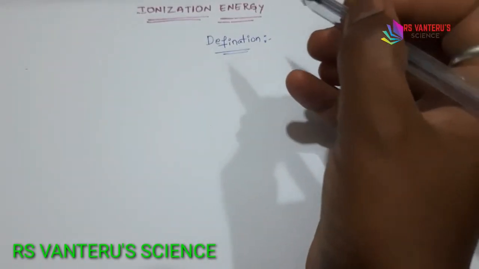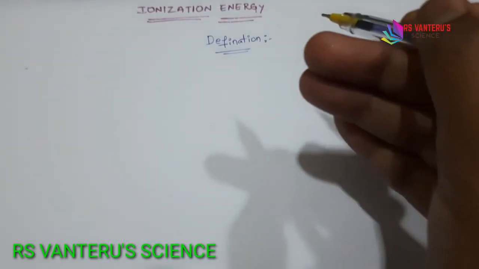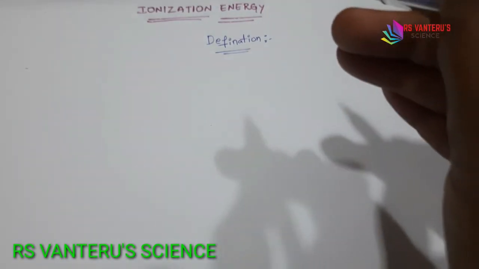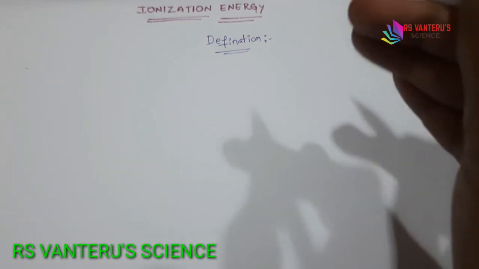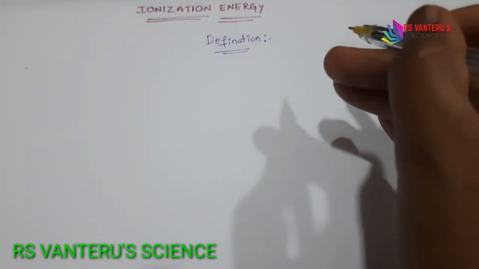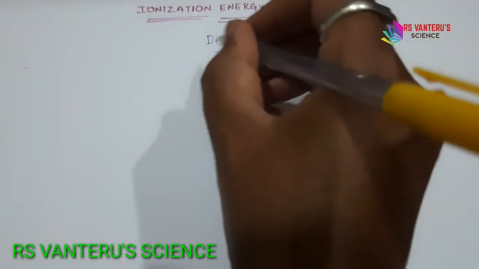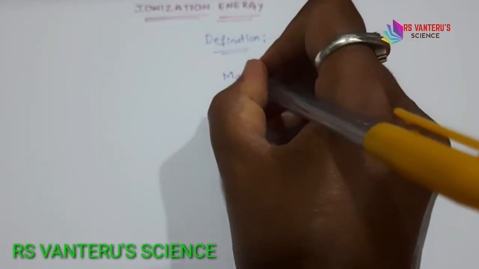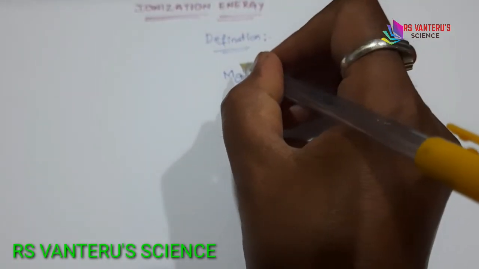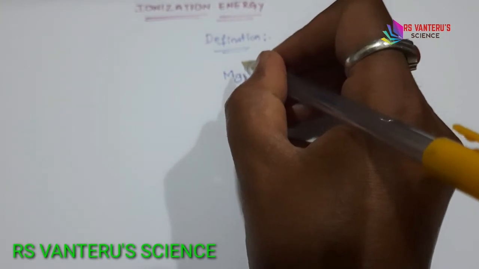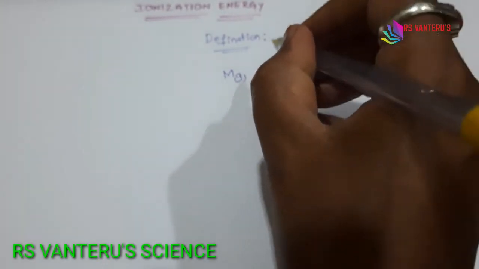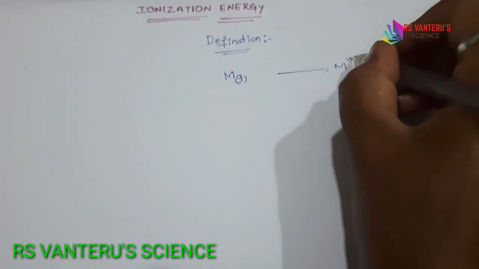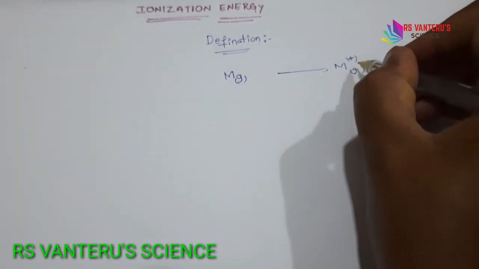What is ionization energy? The energy required to remove an electron from the outermost orbit or shell of a neutral gaseous atom is called ionization energy. If we think of it as a neutral gaseous atom, we can remove an electron from it. Here a monopositive ion forms.